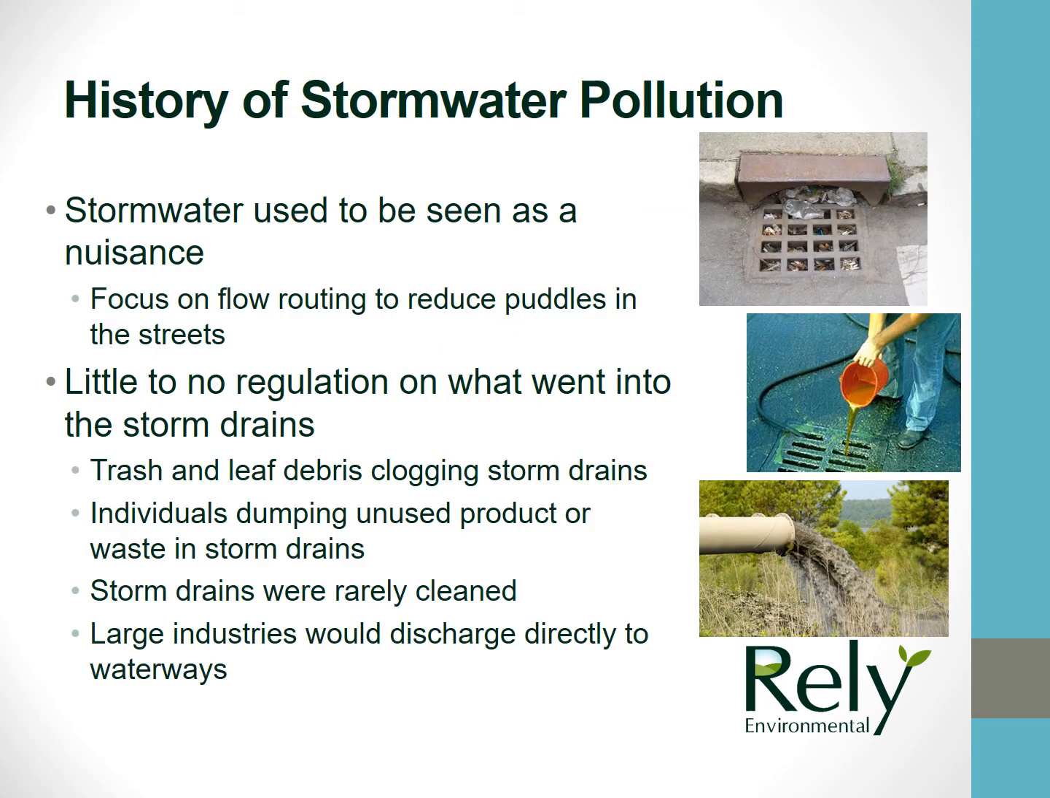Stormwater used to be seen as a nuisance. The focus was on flow routing to reduce puddles in the streets. There was little to no regulation on what went into the storm drains. Trash and leaf debris clogged storm drains. Individuals would dump unused products or waste into storm drains. Storm drains were rarely cleaned, and large industries would discharge directly to waterways.